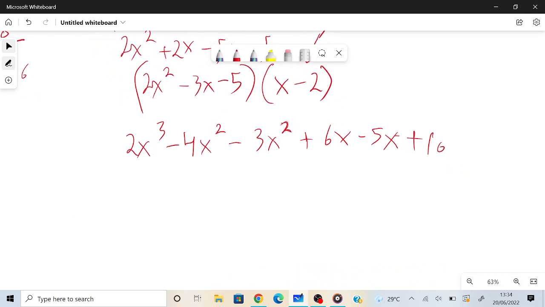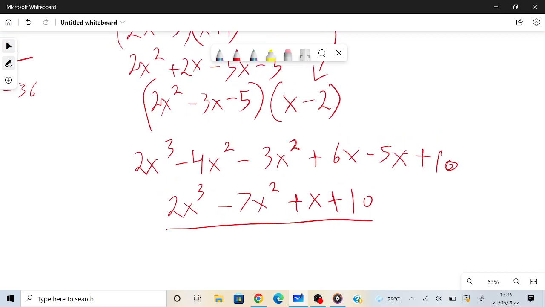Now, collecting your like terms, the only term with the power of 3 is 2x cubed, so 2x cubed will be here. Minus 4x squared minus 3x squared would give you minus 7x squared. Plus 6x minus 5x would give you plus x, and then plus 10.